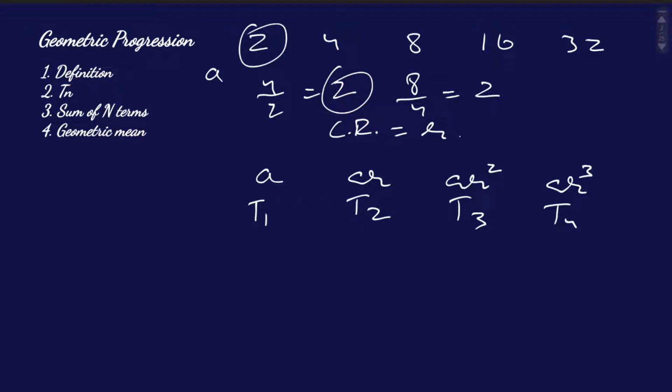So to find out the formula for the nth term of a geometric progression, you will need to multiply the preceding term by r, that is the common ratio. So the formula for the nth term of a geometric progression, which is denoted by Tn, is ar to the power n minus 1. If you notice, in term 2, r is raised to the power 1, in term 3 r is raised to the power 2, so that's why ar to the power n minus 1.